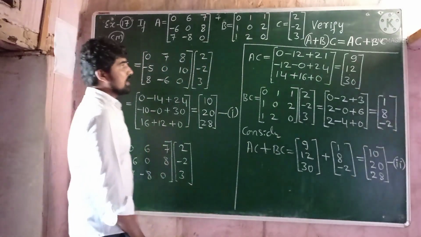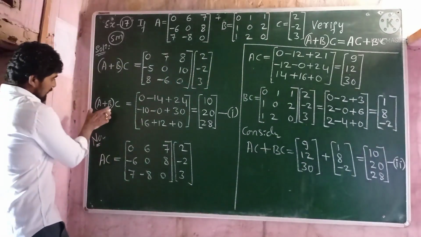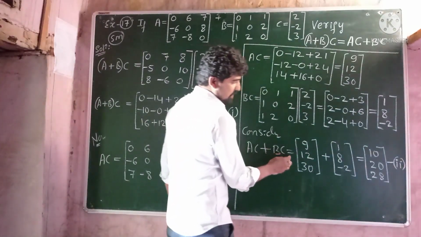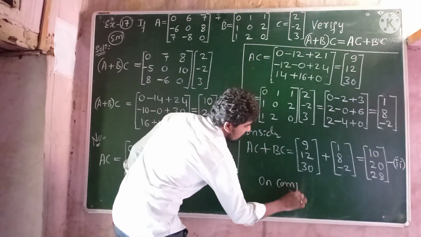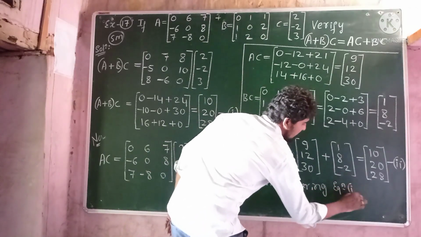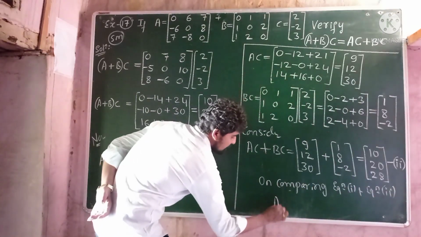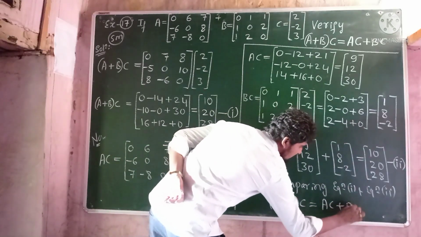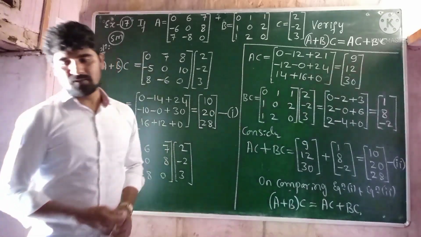Now we need to verify whether these two matrices are equal or not. You may observe here, A plus B into C matrix is 10, 20, 28, and the AC plus BC matrix is 10, 20, 28. Therefore, on comparing equation 1 and equation 2, A plus B into C matrix is equal to AC plus BC. I hope all of you understood. If possible, take a note.